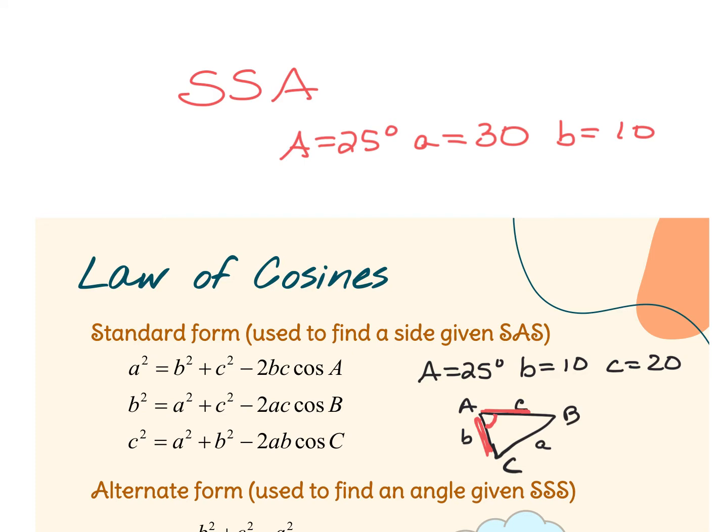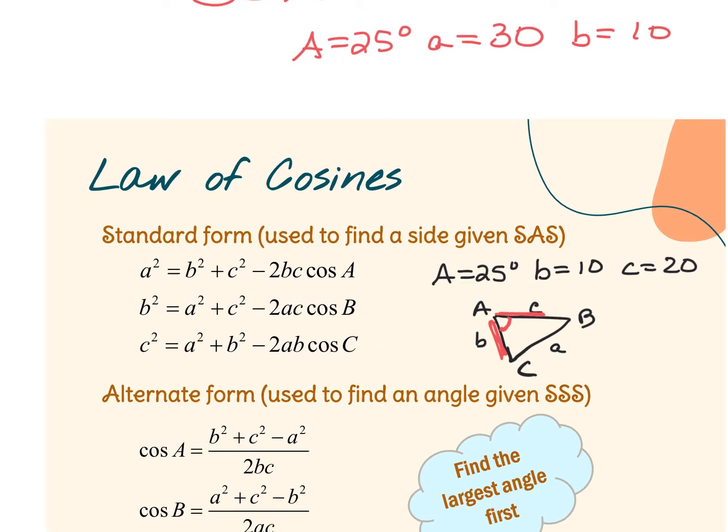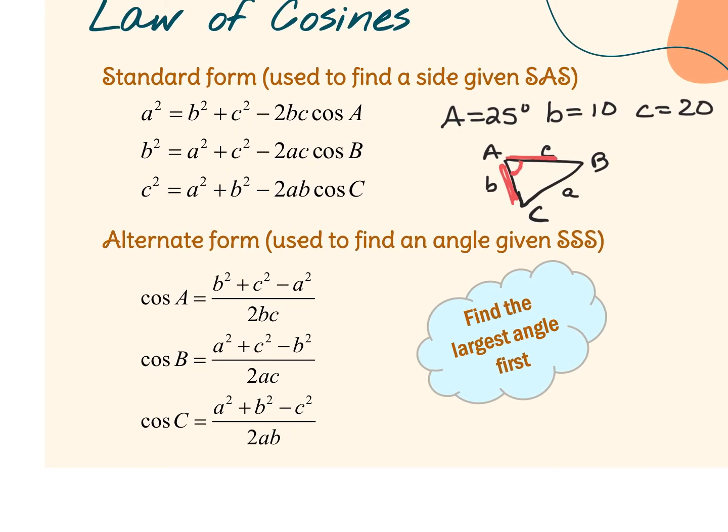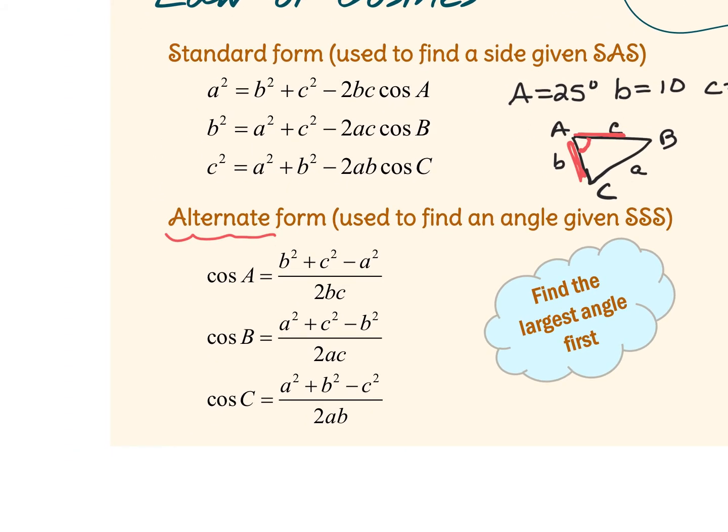where the angle that's given is the included angle. Then the other situation you're going to be given is the lengths of all three sides. So side, side, side. When that is given to you, we're going to use the alternate form of the formula, which are these three right here. So if you were looking for angle A first, you use the first one. If you're looking for angle B, the second one, and C, the last one.